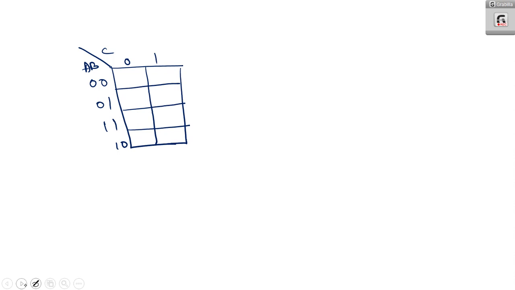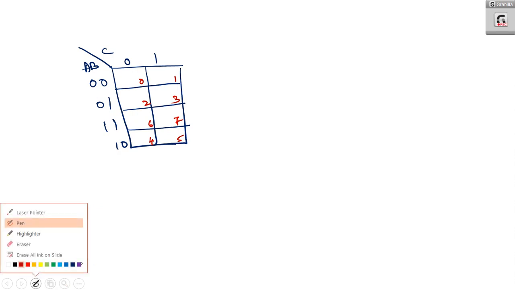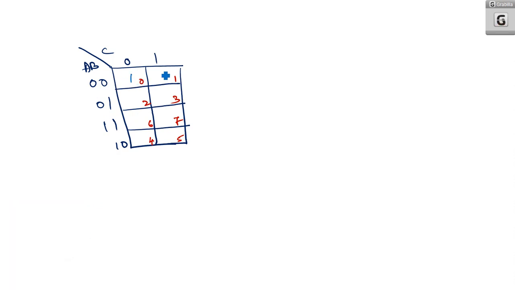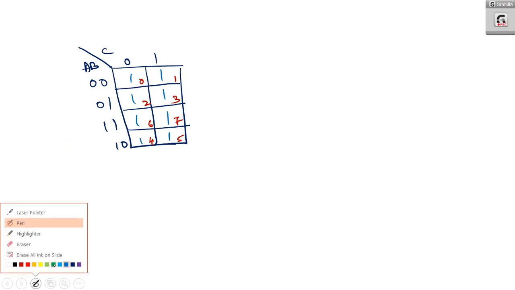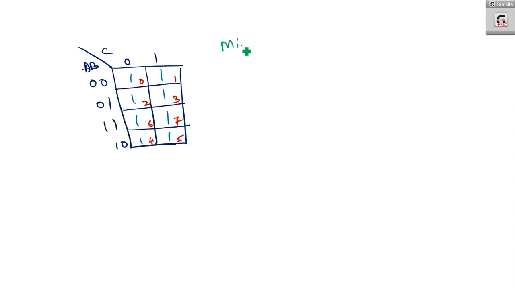Now let me write the decimal equivalents. 0 0 0 is 0, 0 0 1 is 1, 0 1 0 is 2, 0 1 1 is 3, 1 0 0 is 4, 1 0 1 is 5, 1 1 0 is 6, and 1 1 1 is 7. And I am making all the values as 1. Now how to derive the corresponding minterms?